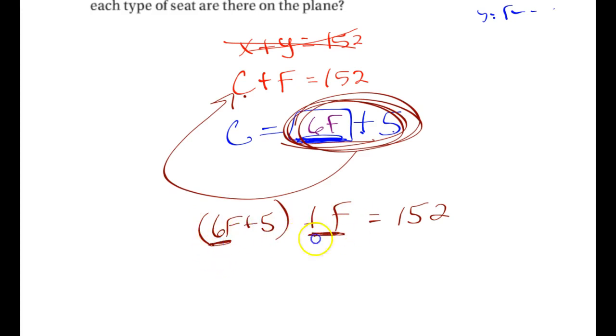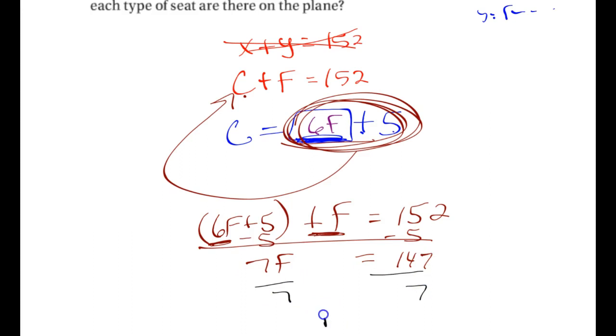So 6F and F is 7F, and if I subtract off 5 from both sides, I'll get 147, and it looks like I'm in trouble, but fortunately for me, 147 divides nicely, which kind of makes sense because I don't want there to be a third of a seat on an airplane. So I think F turns out to be 21.